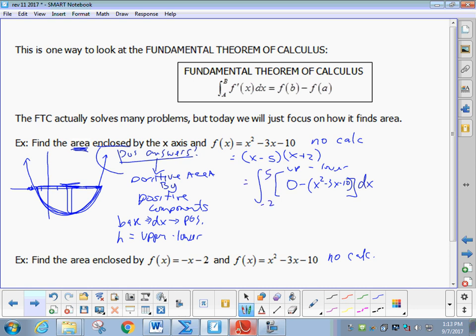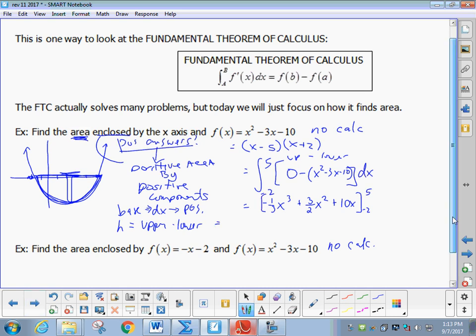Negative 2 to 5. Now, it's not that bad because I don't require you to show the distributing step. You can distribute and integrate in one. When you distribute a negative and you then integrate negative x squared, what's the antiderivative? Negative 1/3 x cubed. Okay? When you distribute the negative, get a positive 3x and integrate. What's the antiderivative of positive 3x? 3 halves x squared. And when you distribute the negative, get a positive 10 and integrate, you get 10x. Negative 2 to 5.